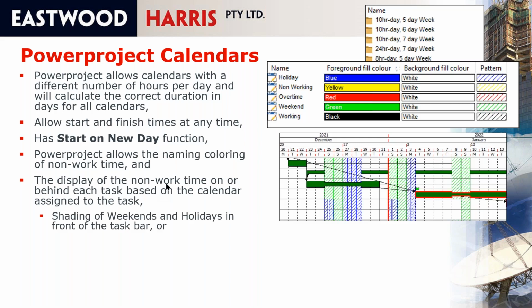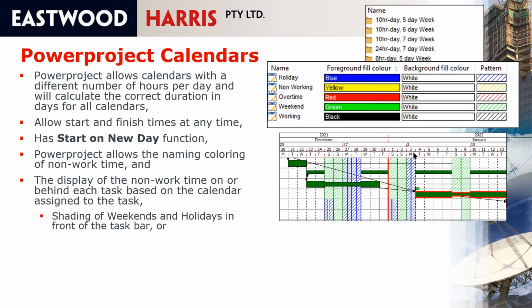So what we can see here is that these activities, this is working on a 5-day a week, so this is not working on the Saturday, and these are holidays, and you can see that this is on a 6-day a week. So you're able to show the calendar associated with the activity on or behind the activity.